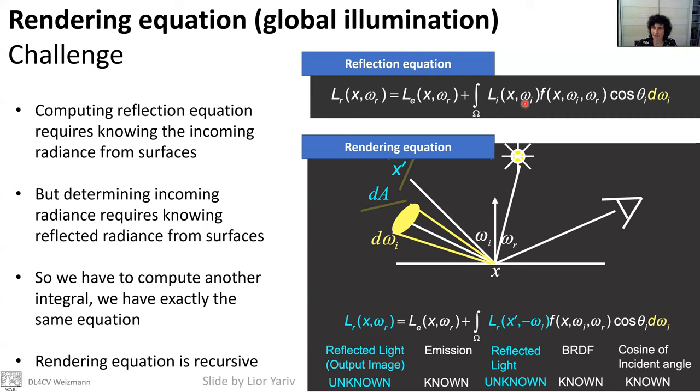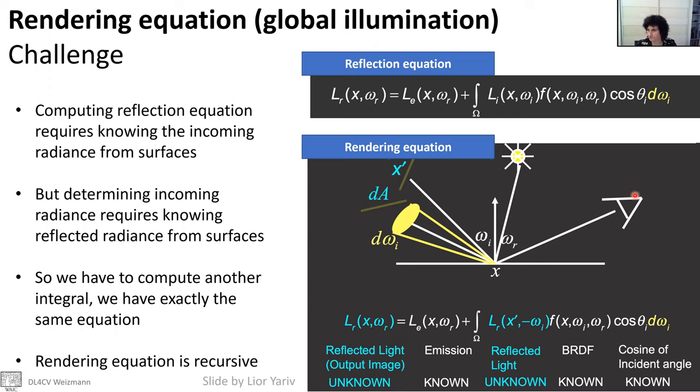But in order to determine this, as we just discussed before, we would like to understand what is the reflected radiance from the other surfaces. This is exactly what we discussed before. So actually, we have to compute another reflection equation, another integral, in order to answer this question. So let's try to understand what I mean by this recursive relation.